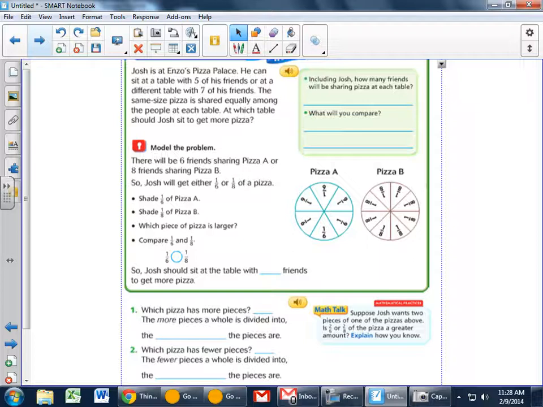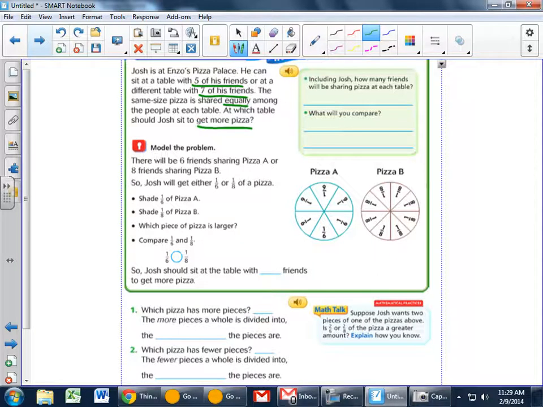Josh is at Enzo's Pizza Palace. He's considering a table with 5 of his friends, or a different table with 7 of his friends. The same size pizza is shared equally among the people at each table. At which table should Josh sit to get more pizza?